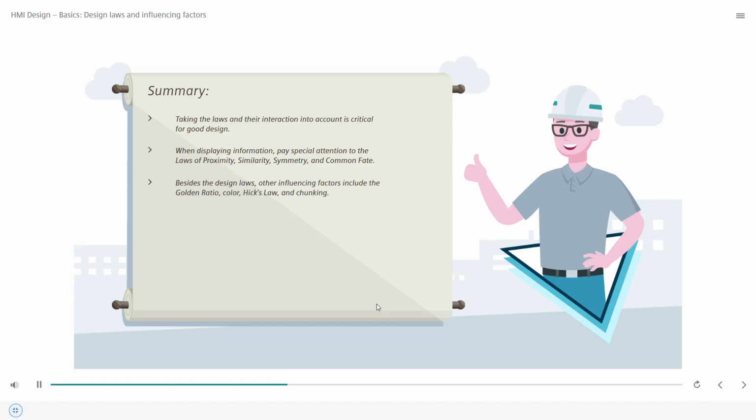Besides the design laws, other influencing factors include the golden ratio, color, Hick's law, and chunking. Use well-known shapes and icons. Offer users only a limited number of alternatives. This enables them to make faster choices. Less is more. Divide large units of information into smaller units. This makes it easier for users to remember them. Finally, applying design laws and influencing factors is the key to success when developing a well-designed HMI user interface.